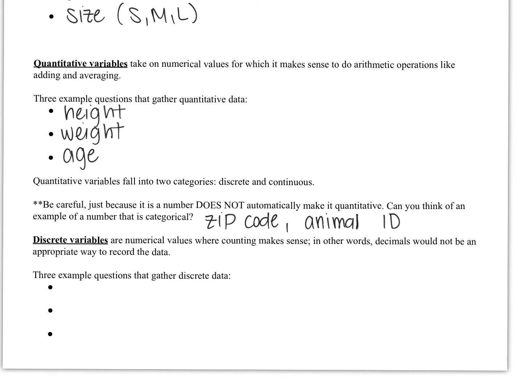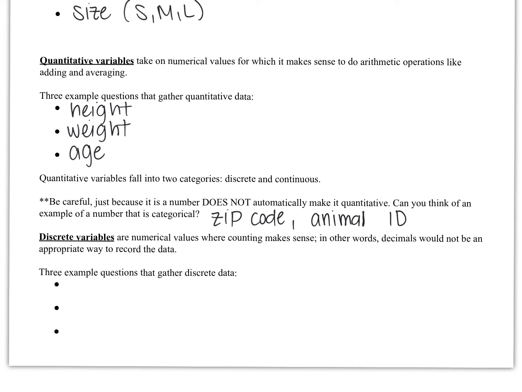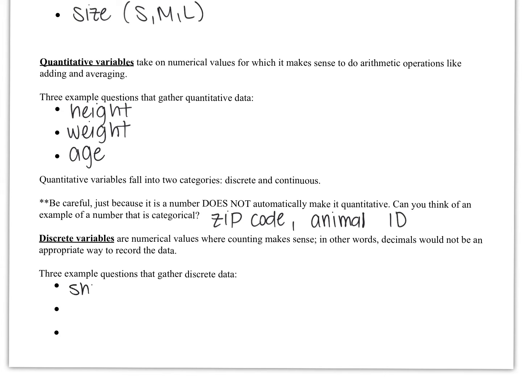So within our quantitative variables, we have discrete or continuous. So discrete variables are numerical values where counting makes sense. So in other words, decimals would not be an appropriate way to record the data. It doesn't necessarily mean that it can't contain decimals. It can contain very specific decimals. So one of the ones I like to look at is shoe size as an example of discrete. So shoe size, even though it can take on decimals of 0.5, it can only take on that decimal exactly.